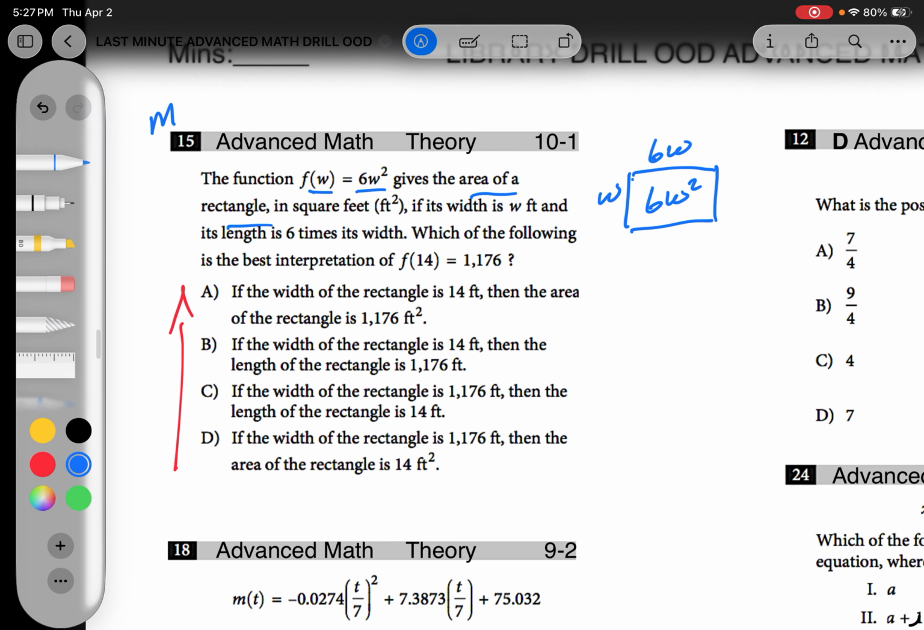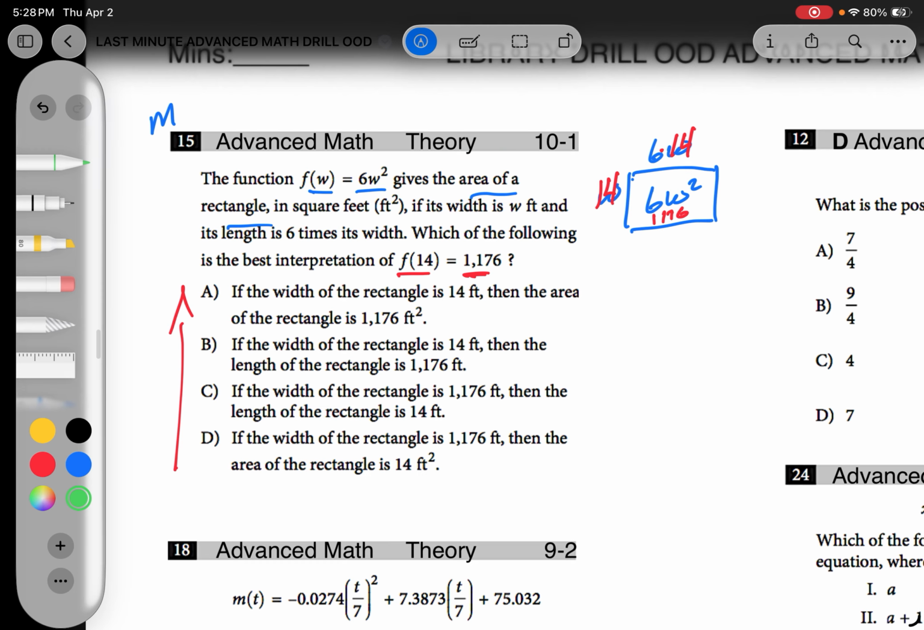Which of the following is the best interpretation of f of 14? So that's when w equals 14. So that means it would be 14 times 6 times 14, and then we get an answer which would be 1176. That works. All right, let's take our look at answers from the bottom up. So basically, we just read and understood what they're saying. Now we just have to interpret it into one of the English sentences.